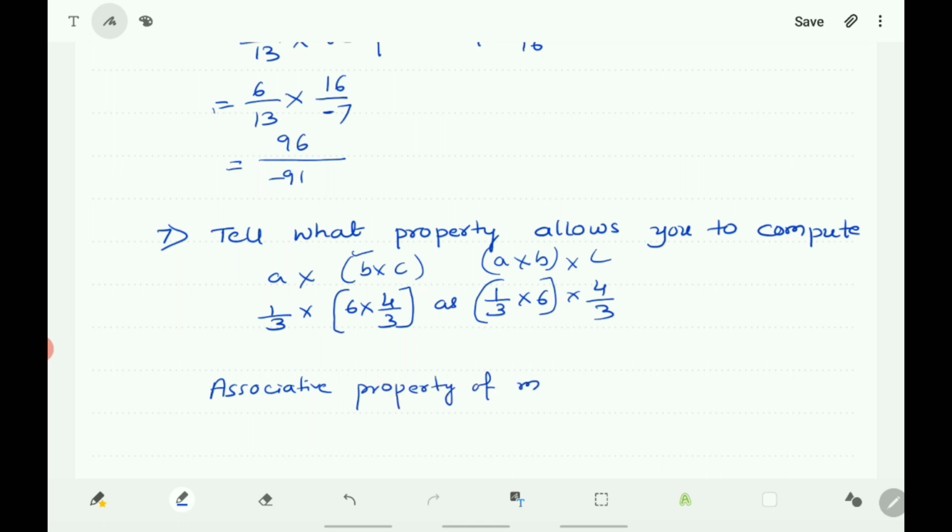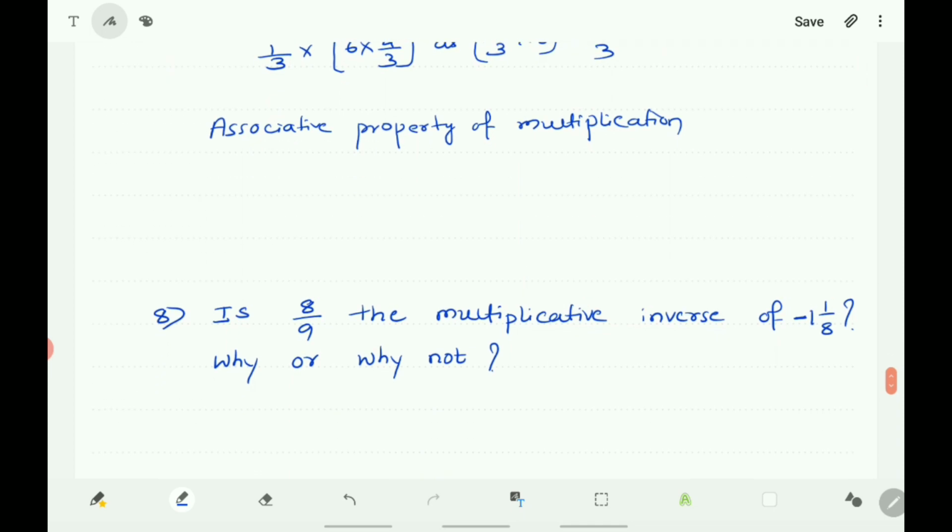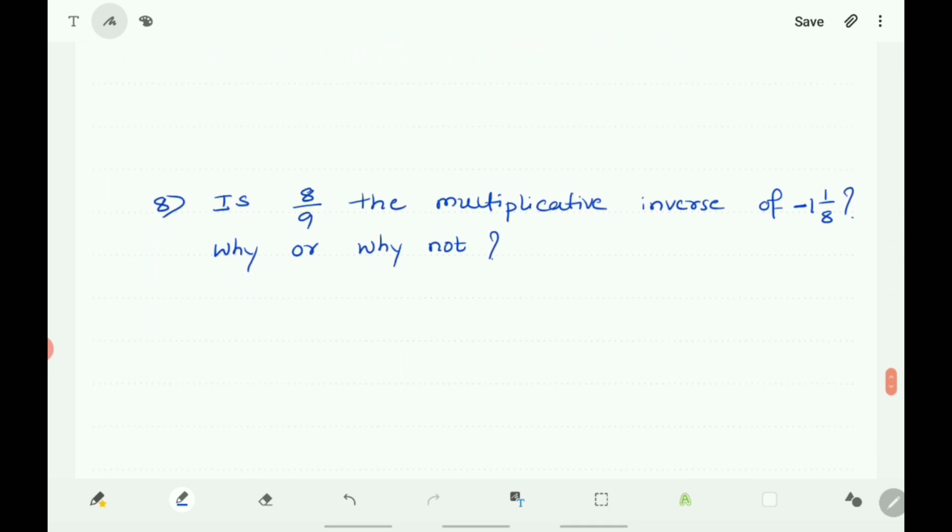Associative property of multiplication. Next, is 8 by 9 the multiplicative inverse of minus 1 1 by 8? Why or why not?